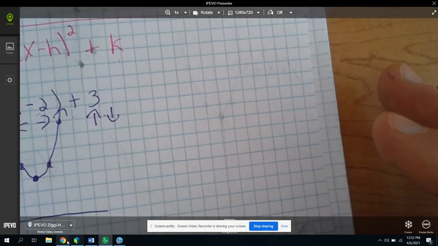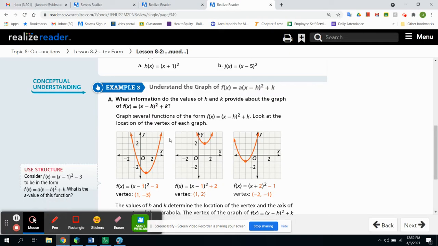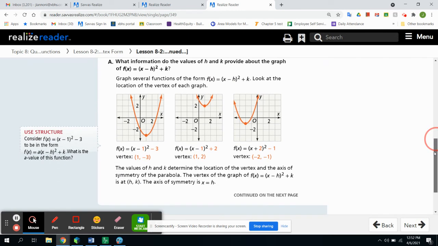Let's take a look at the textbook for some other examples. So x minus 1 squared minus 3. Because it's x minus 1, it moves it over 1. Because of that minus 3 outside, boom, there's our vertex. What's our vertex located at? 1 comma negative 3. This one, minus 1, again, we're moving to the right 1. Plus 2, it goes up 2. That's our vertex, located at 1 comma 2.